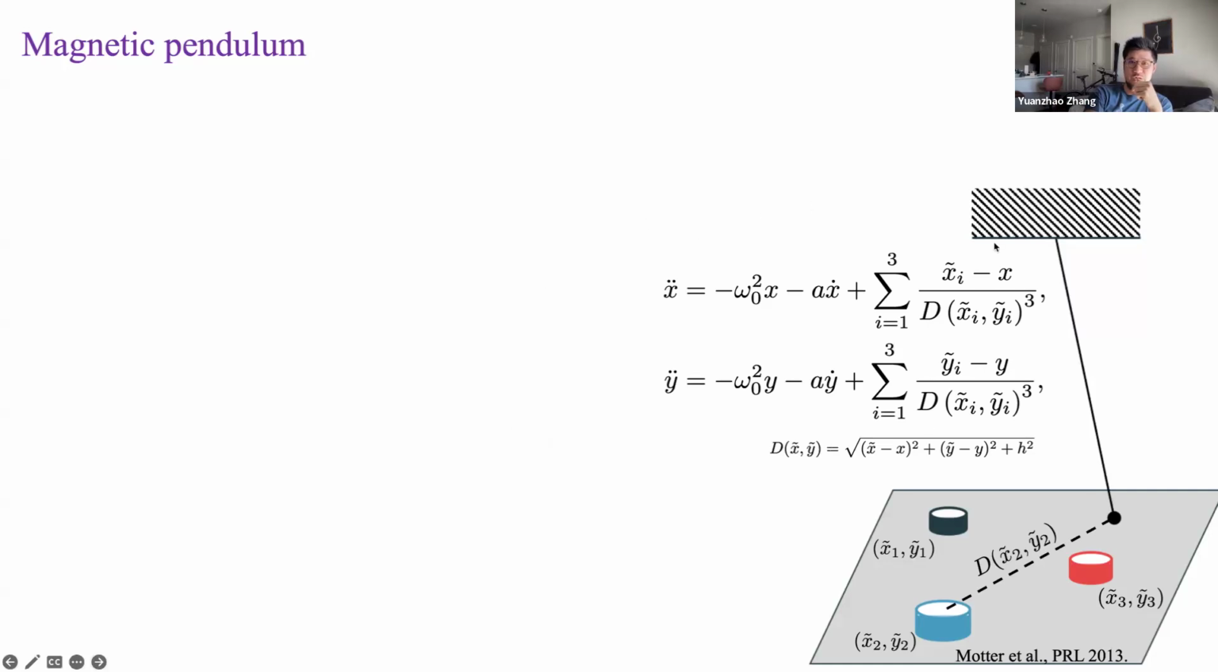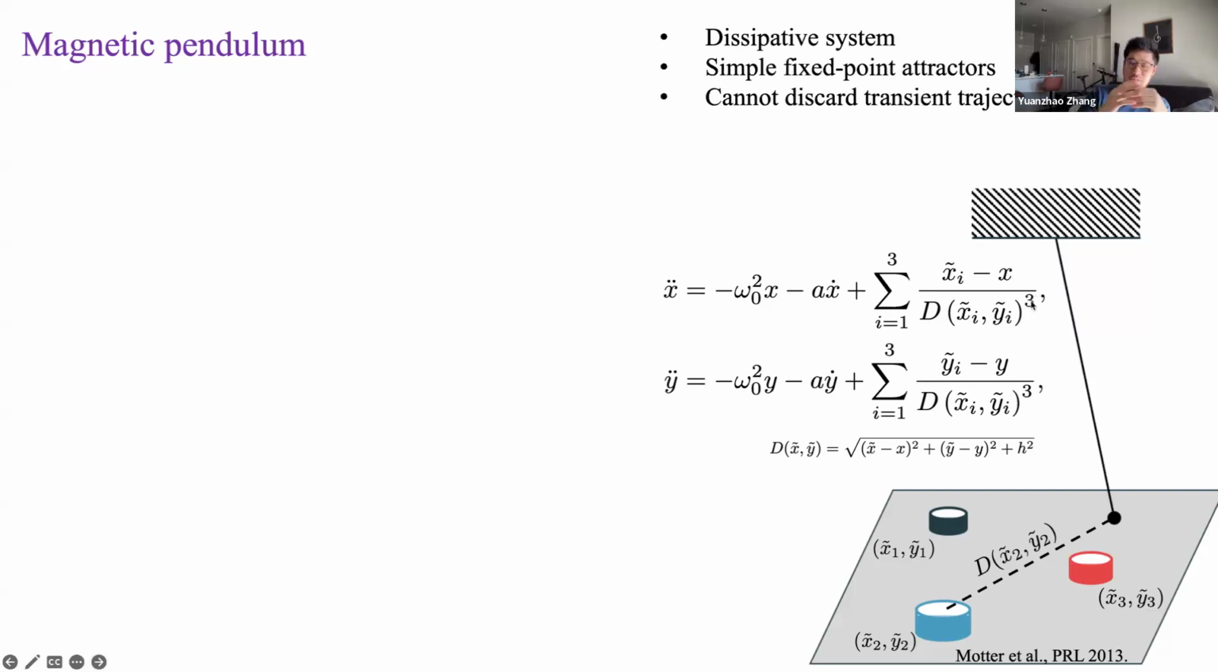So this is an equation describing the system. X and Y are the coordinates on the table, and omega naught is the natural frequency of the pendulum. This term describes the dissipation in the system, say due to air friction. And this nonlinear term comes from the magnetic force interaction between the pendulum and the three magnets. So of course, it's a dissipative system, so it would eventually settle down to a simple fixed point attractor. In our case, it would be one of the three magnets.